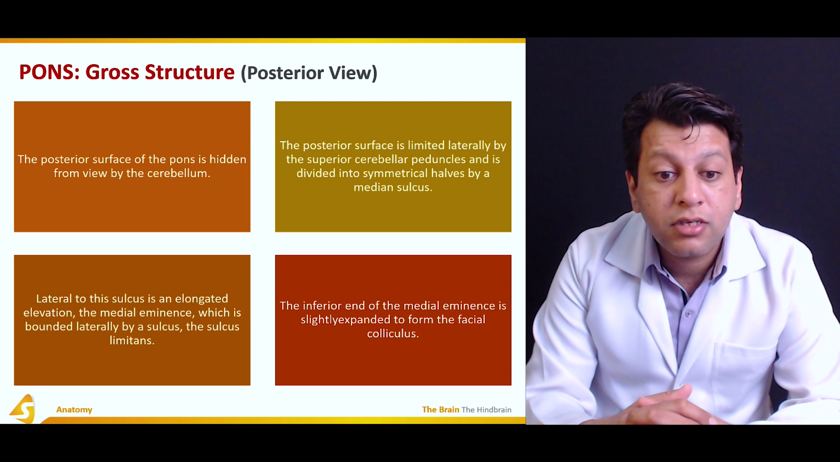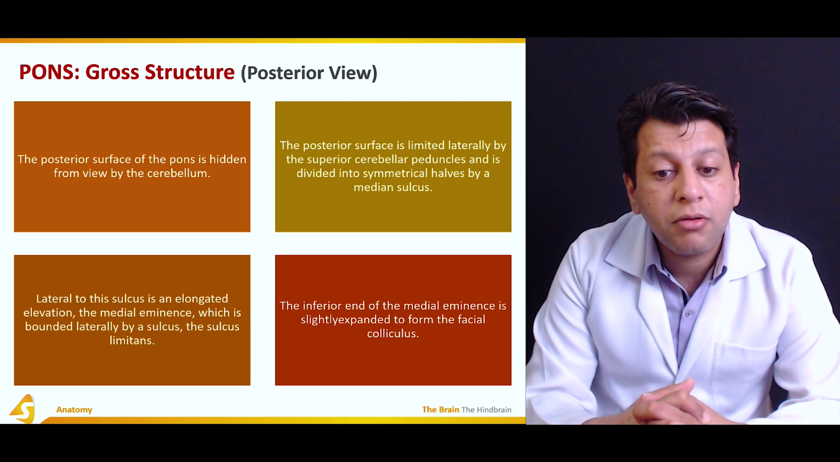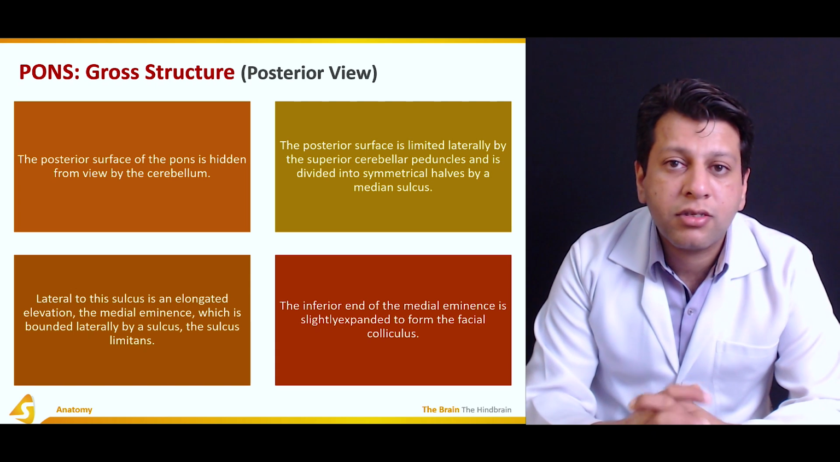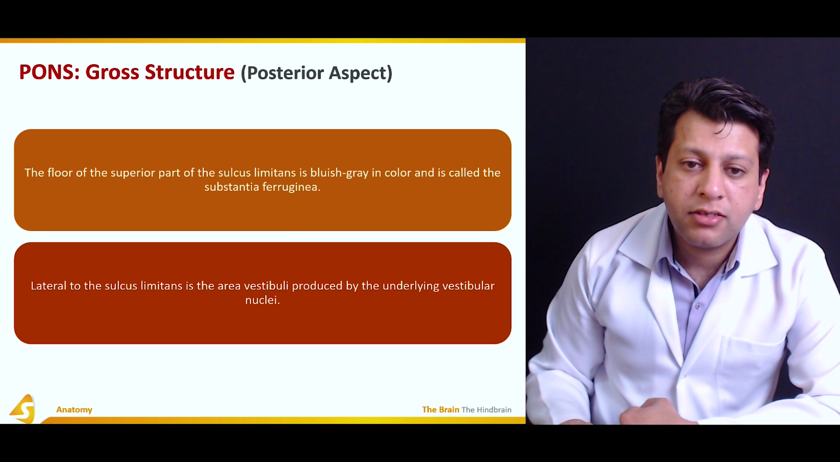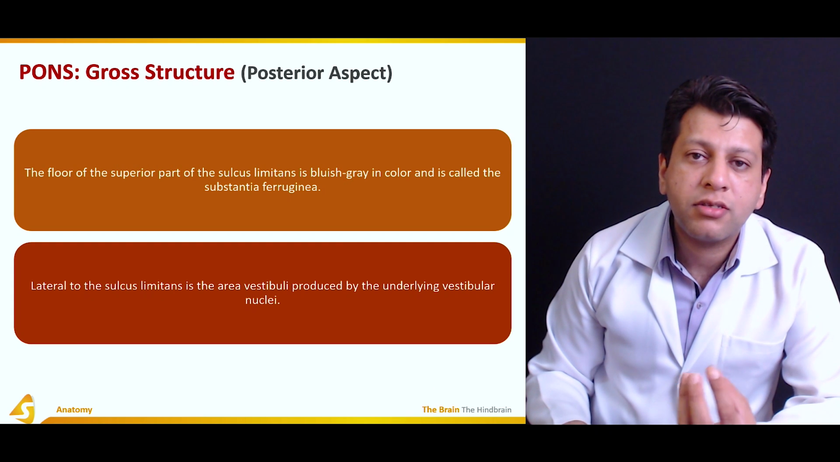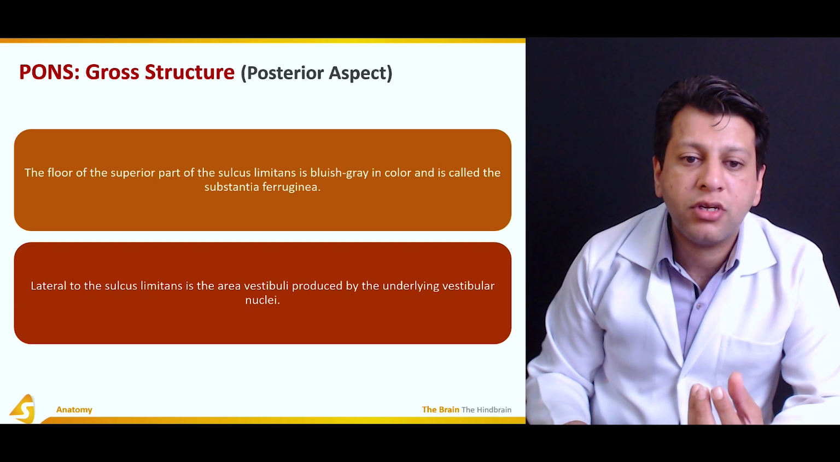Lateral to the sulcus is an elongated elevation, the medial eminence, which is bounded laterally by a sulcus called the sulcus limitans. The inferior end of the medial eminence is slightly expanded to form a facial colliculus. And this facial colliculus is this elevation which contains the nuclei for the facial nerve.